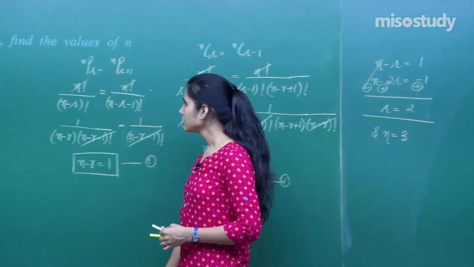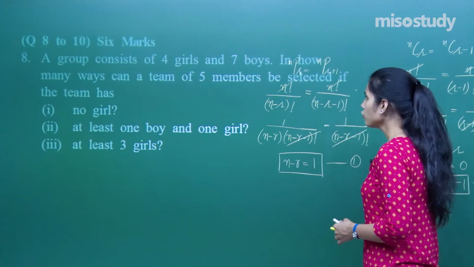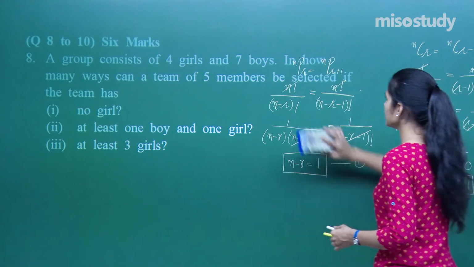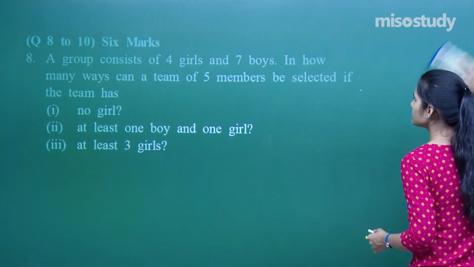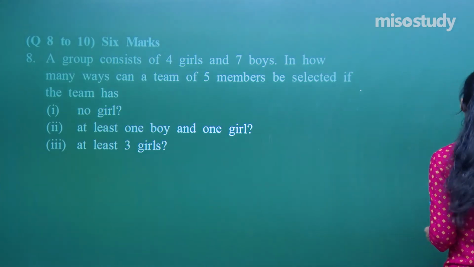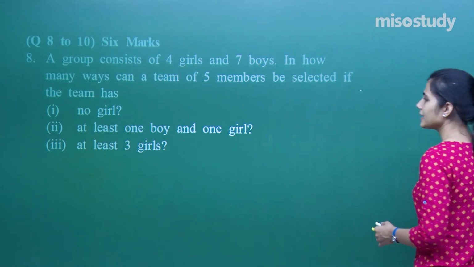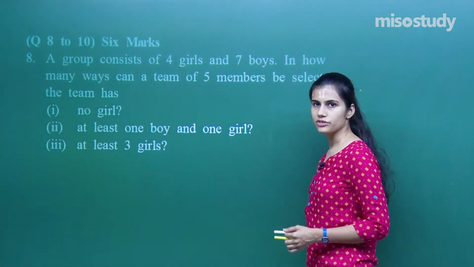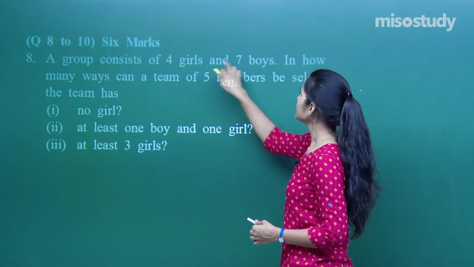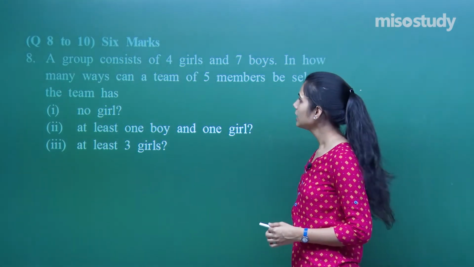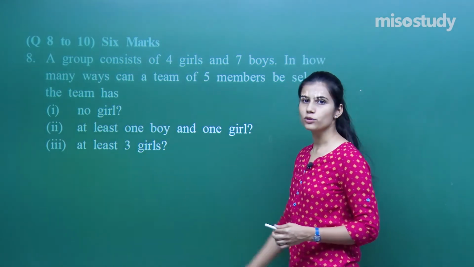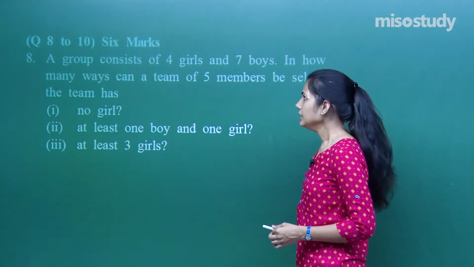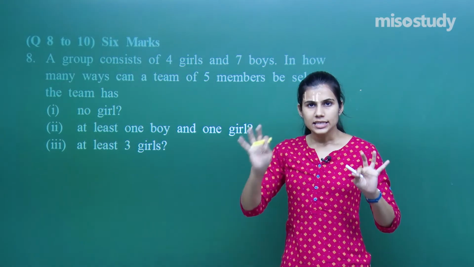Clear? Moving to the next question, we have a group consisting of 4 girls and 7 boys. In how many ways can a team of 5 members be formed if the team has no girl, at least 1 boy and 1 girl, and at least 3 girls? So there are 4 girls and 7 boys. I need to form a team in which there is no girl and the team is supposed to be of 5 members.